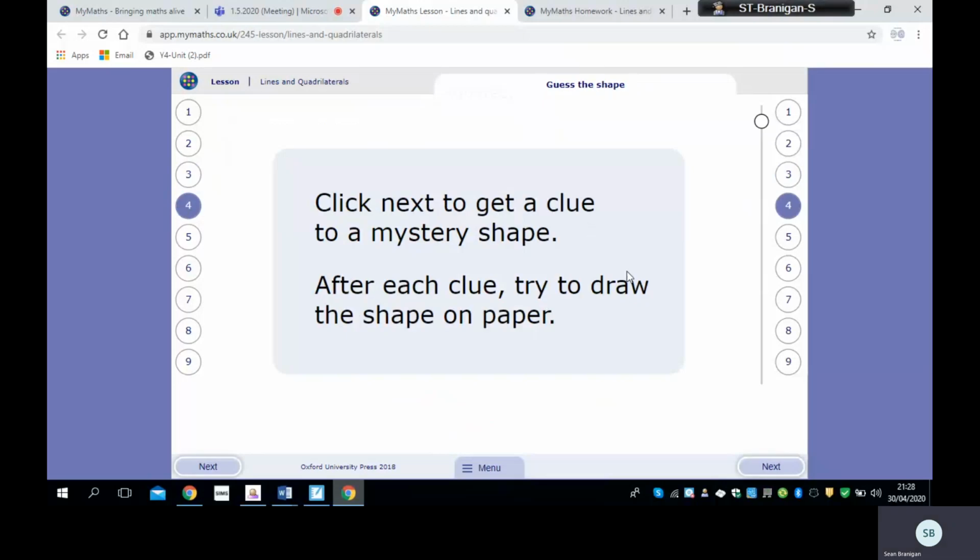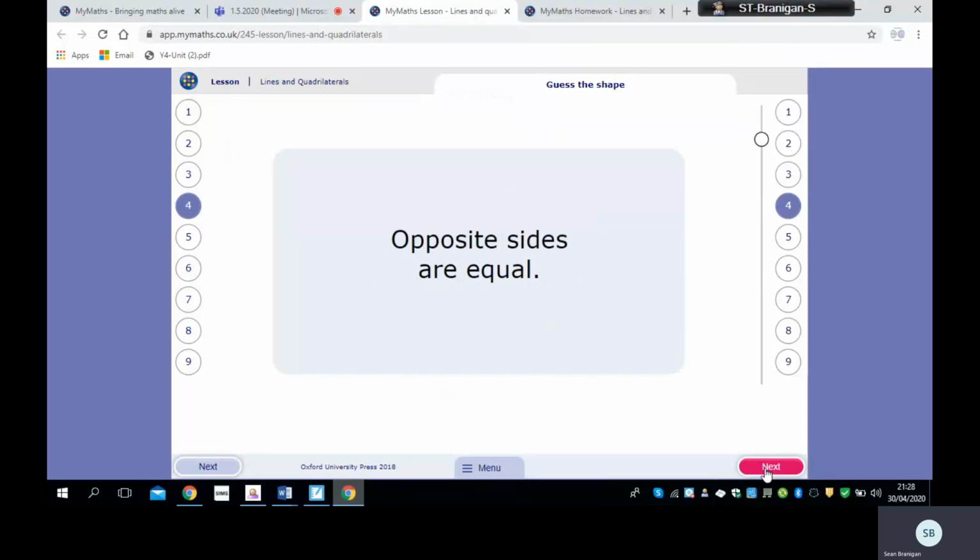Okay, we're going to see some clues now. And after each clue, I want you to try and draw what you can imagine in your mind. This was one of the objectives from the start. It's visualizing a 2D shape. So if you want to pause the video now and grab some paper and a pencil, maybe a ruler. Squared paper would be much better if you can. So the opposite sides of this shape are equal. The opposite sides are parallel.